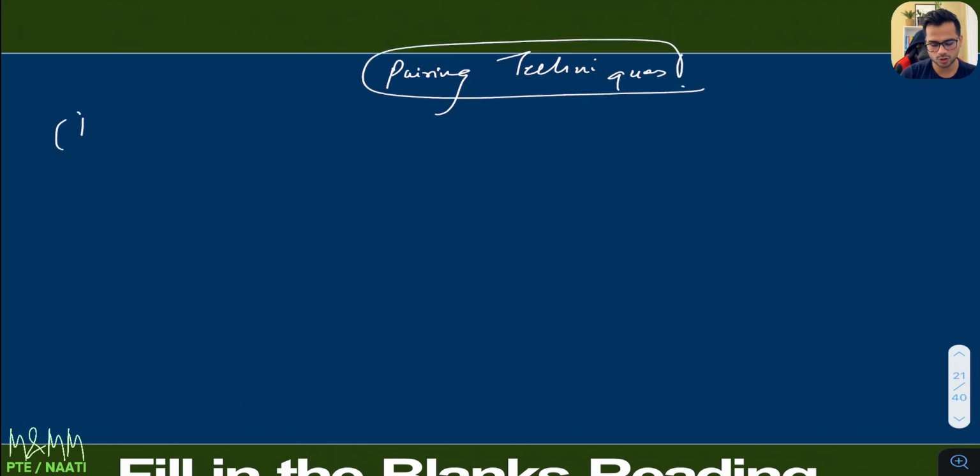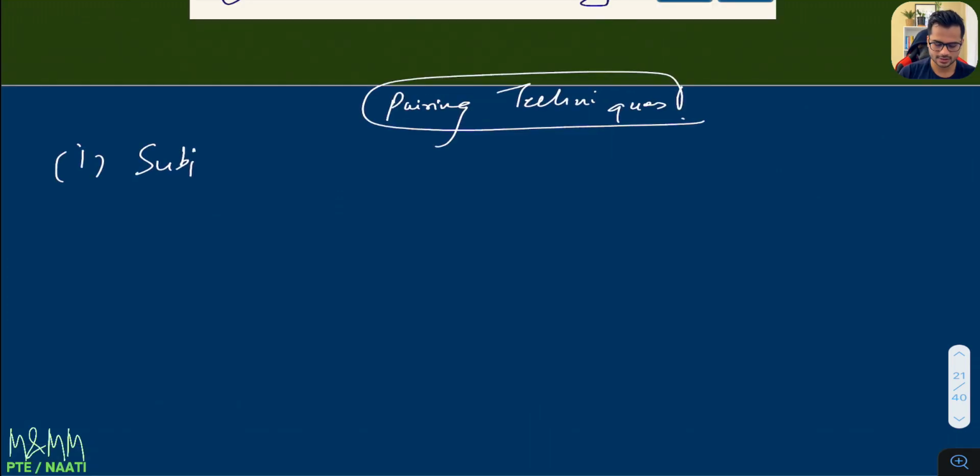Now pairing techniques, they will help you in certain way, one way or another, in order to get you few pairs in the exam. So let's understand what those pairing techniques are. Now for the pairing techniques, the first one, subject and object.